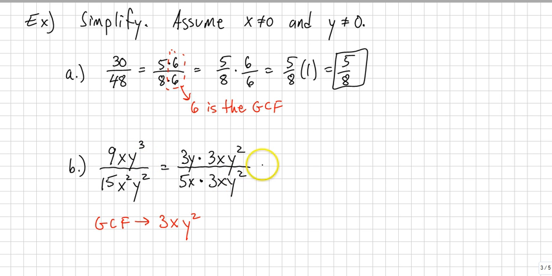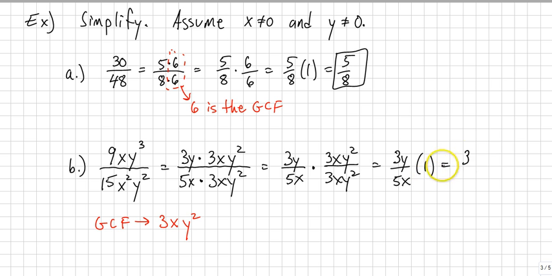So this would be 3y divided by 5x times 3xy squared divided by 3xy squared. But anything divided by itself simplifies to 1. So this would be 3y over 5x times 1, which would be 3y divided by 5x.